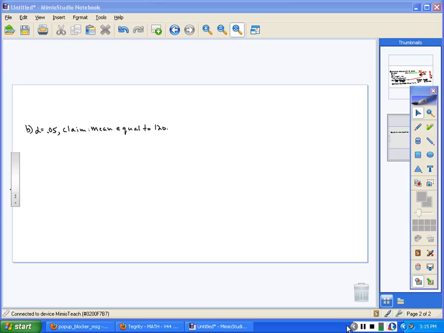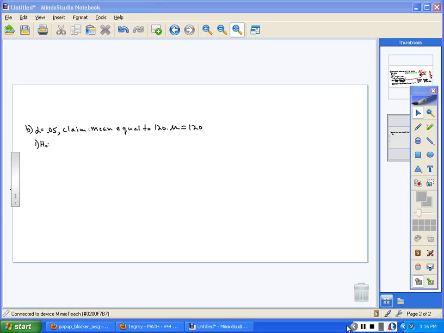So the first thing that we're going to do is translate from English to math. And remember, when you are writing your claim, you have to use population symbols. Very, very important. When writing your claim, you must use population symbols. So the population mean is called mu equal to 120. Okay, now we start the test.